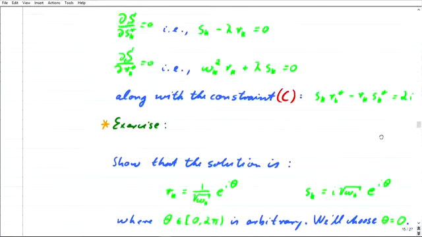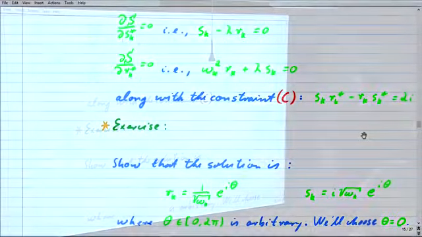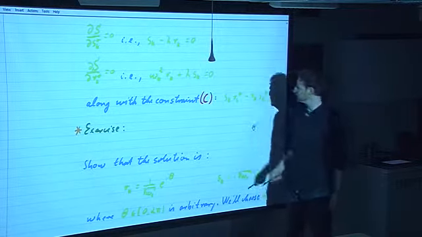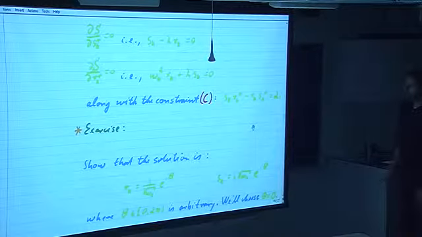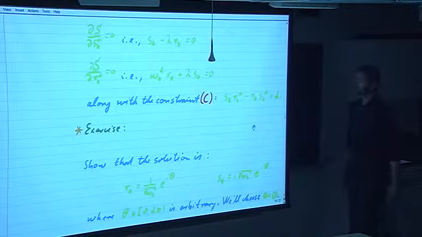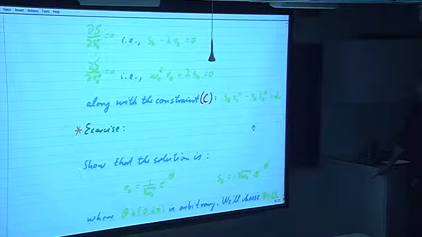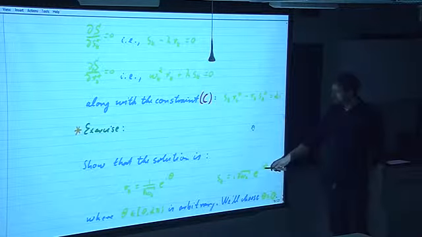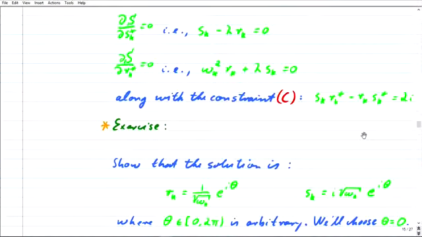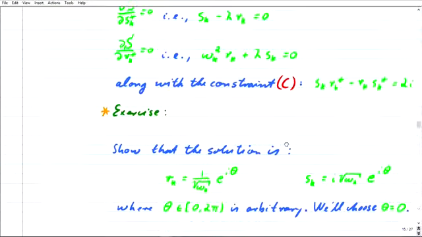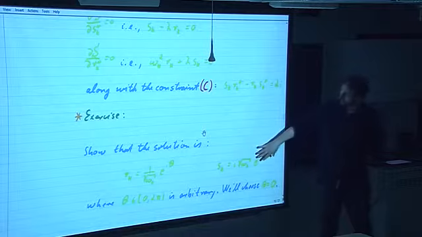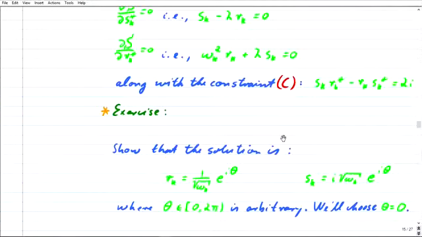Now, it's a straightforward thing. I'll leave it to you as an exercise to show that the solution to this problem, solving these two equations and that equation, is that the R_k and the S_k have to be of this exact form, where theta is some real number in the interval from 0 to 2 pi. And we will choose theta equal to 0, as you can convince yourself easily once you plug everything back in. This overall phase does not matter.